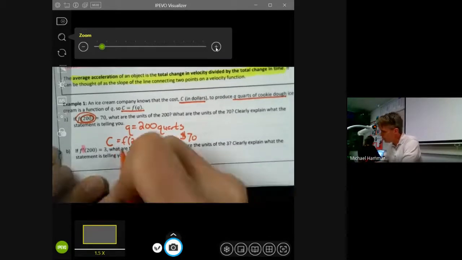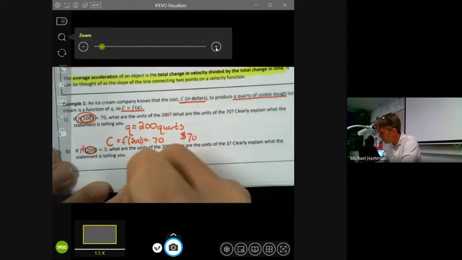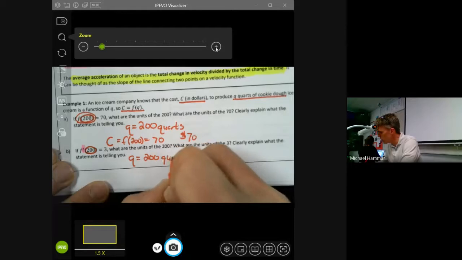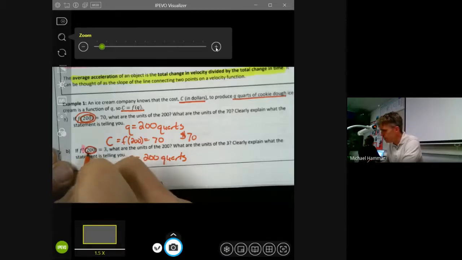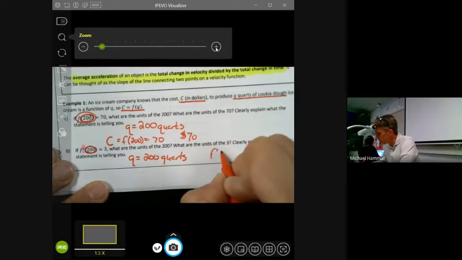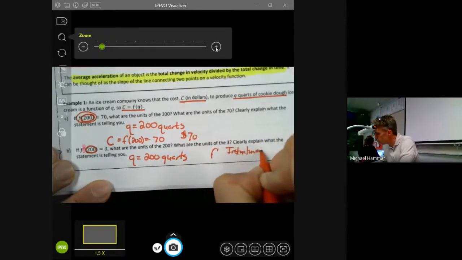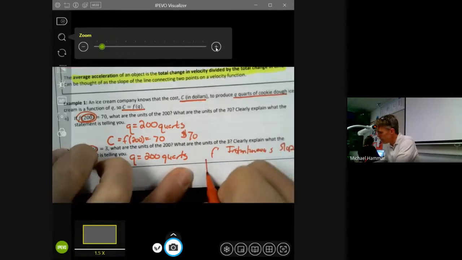So what are the units of the 200? Well, here's the thing. The units here are still Q. So that's still going to be 200 quarts. Okay, but here's the issue. This is f prime of 200. So what f prime is, is the instantaneous slope. Okay, so think about the graph.